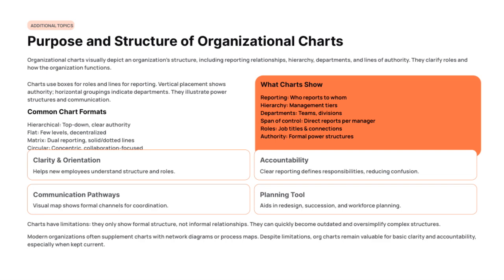That said, org charts are useful aids in several key areas. They help with redesign efforts, succession planning, and workforce planning.